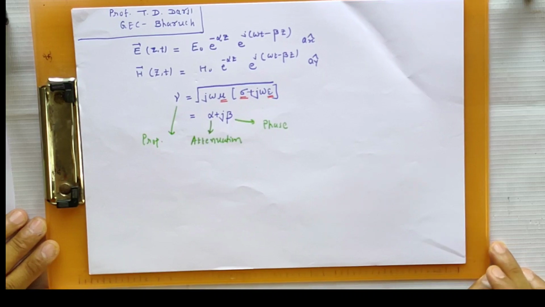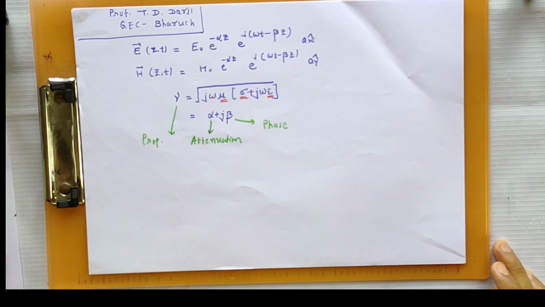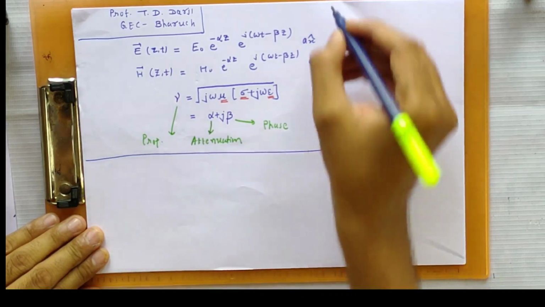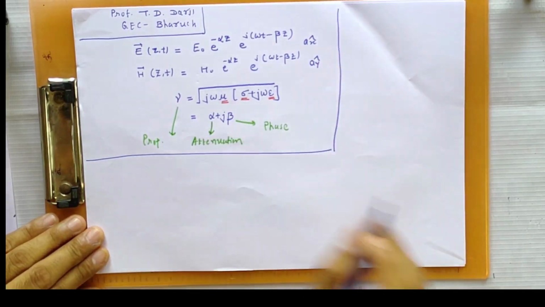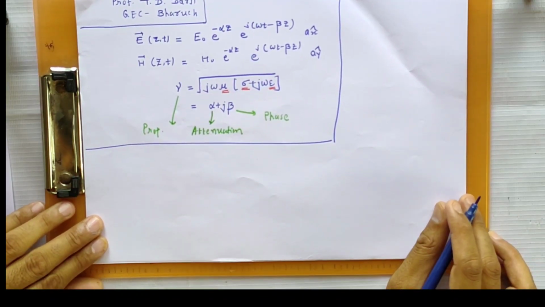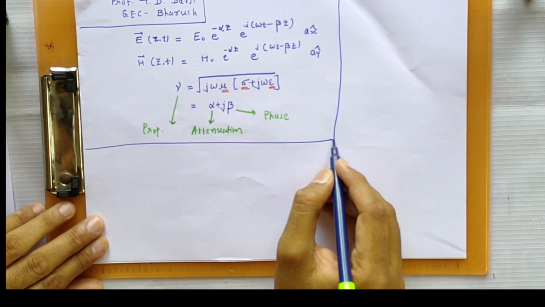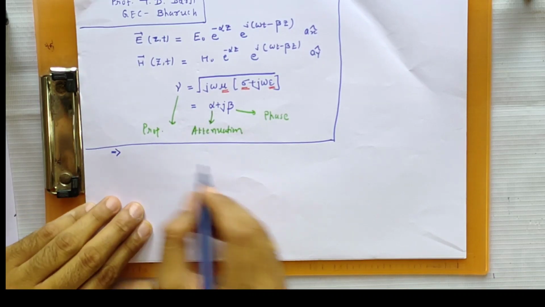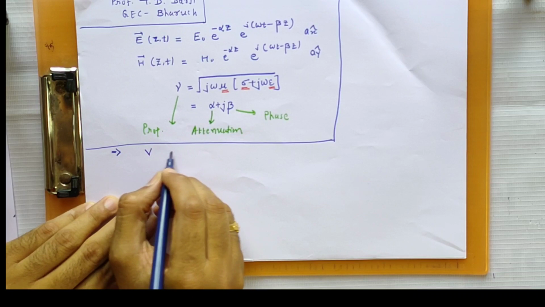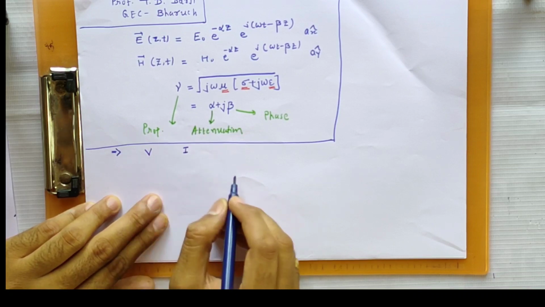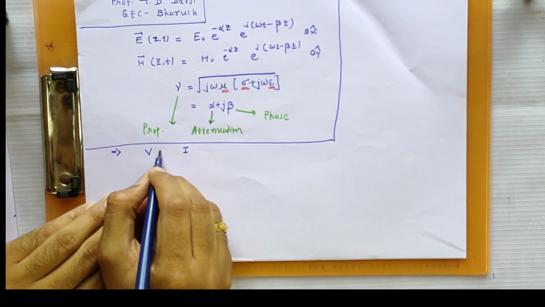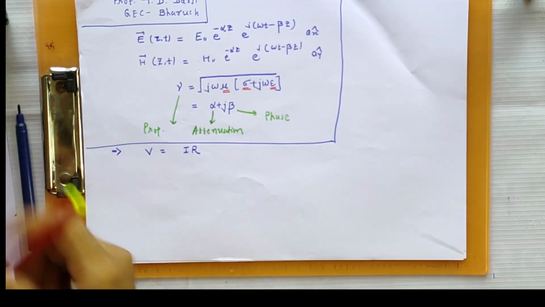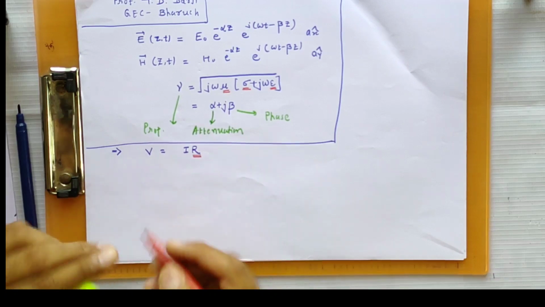Okay, so now in today's lecture we'll discuss a more important thing, which is known as intrinsic impedance. First of all, we will discuss what intrinsic impedance is. In a general case, if we discuss voltage and current, V is known as voltage and I is known as current. What is the relationship between V and I? We know that V is equal to I into R, where R is known as the resistance.